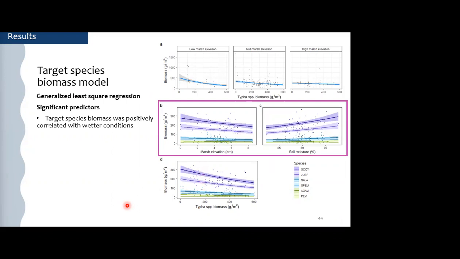So I found that the target species biomass was positively correlated with wetter conditions. So here in figure B, biomass is higher at the lower marsh elevations, which tend to be wetter, and biomass was higher in higher soil moisture.